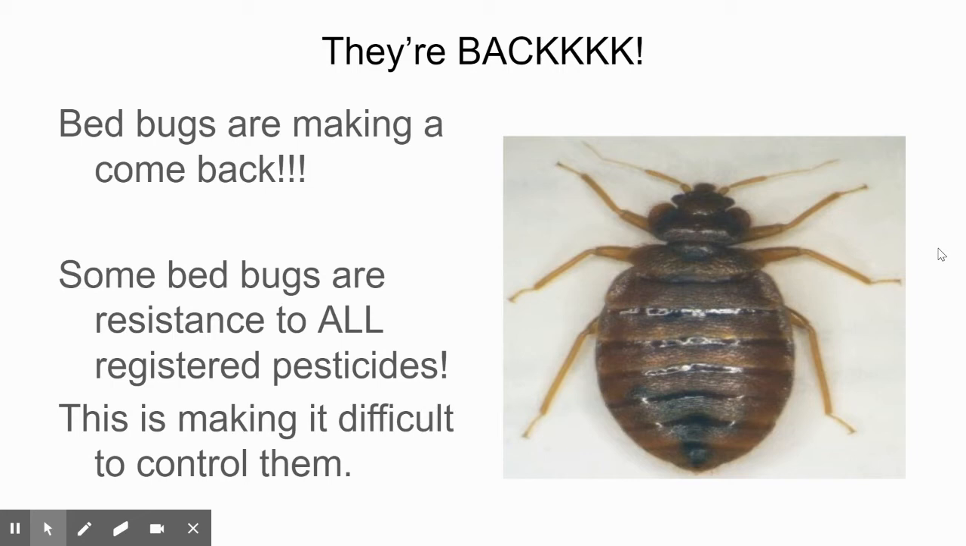There's a heating technique where they bring in heat fans to heat up the room to essentially kill the bed bugs by just jacking the temperature up. So I did want to mention bed bugs as a real world example of pesticide resistance.